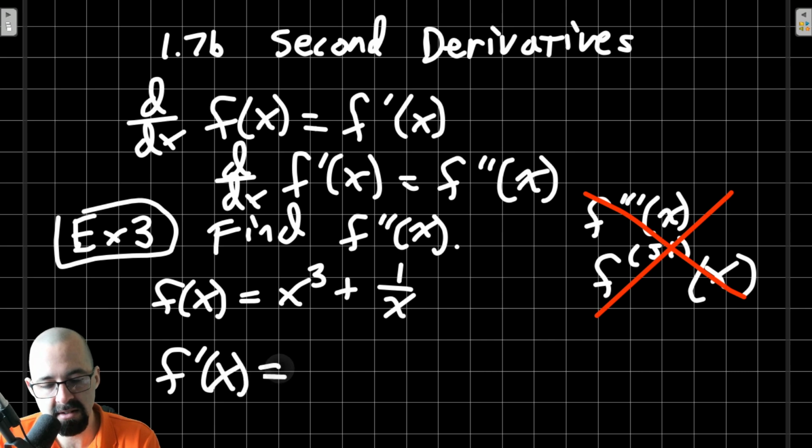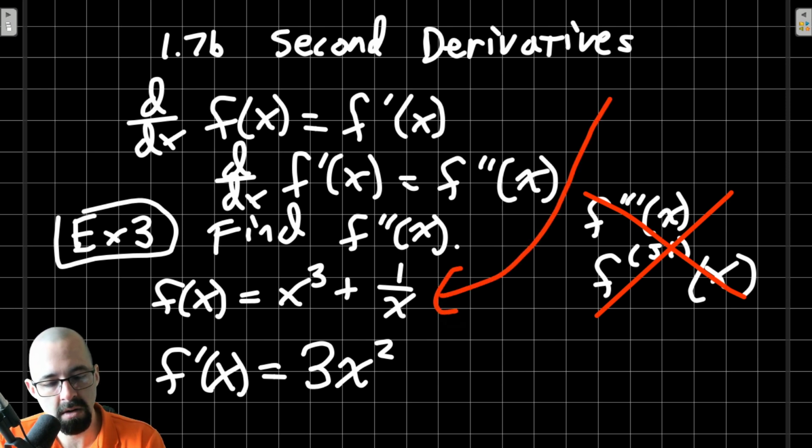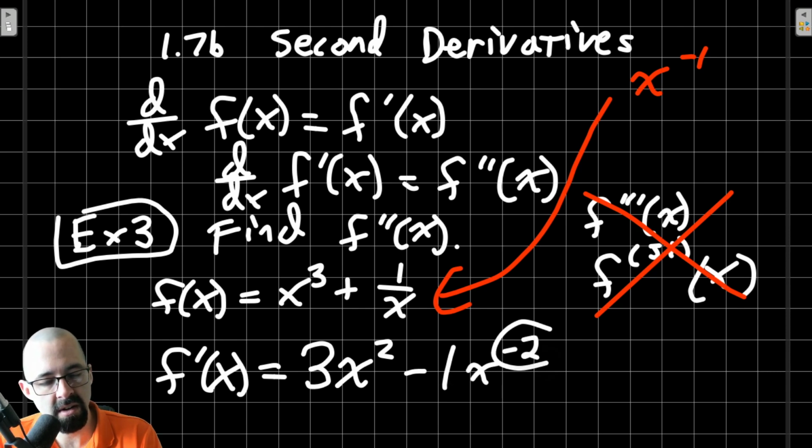f prime of x is going to be, let's use the power rule here. 3 comes down. Exponent gets subtracted by 1. Remember, by the way, 1 over x, that's x to the negative first power. So we'll use the power rule with negative 1 as the exponent. Negative 1 comes down, and our new exponent's negative 2. And let's keep it in that form because we're going to take the derivative again.